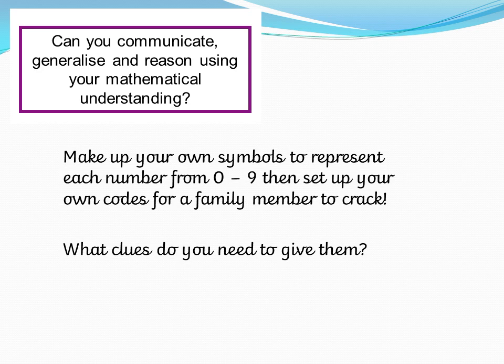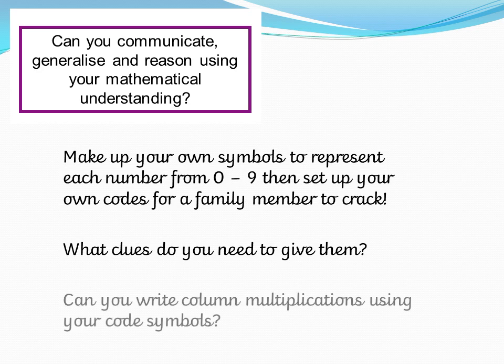Like on the one we did together, we looked at the fact that there were 2 infinity signs, so it must be the same number repeated. And we thought, could it be 144? And eventually we worked out it was 100. What clues can you give without giving the game away? And can you then write column multiplications using your code symbols? Can you actually do a column multiplication problem, but using those symbols instead of the numbers? Why don't you?